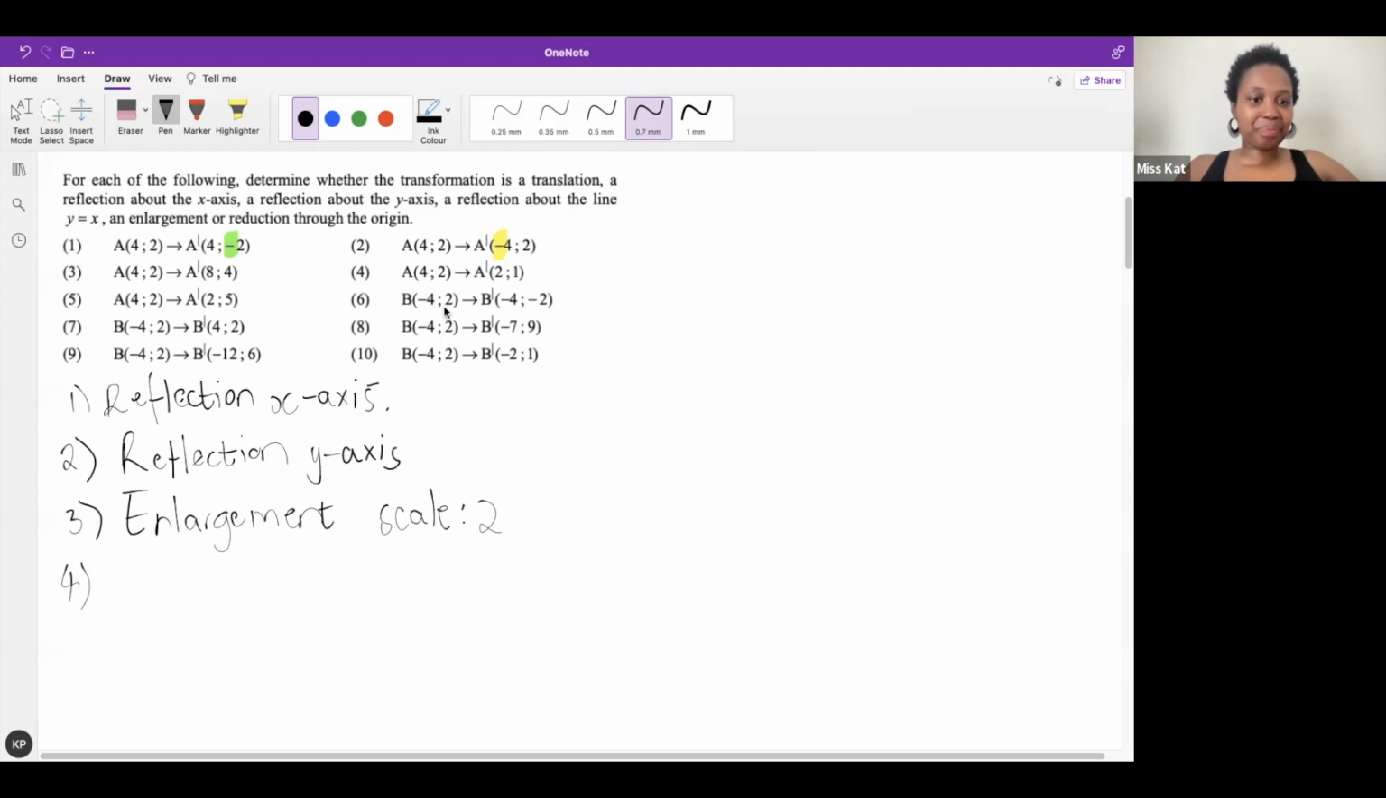Okay. Number 4. What type of transformation is number 4, guys? Nice, Lerato. It's a reduction. And what's my scale factor? Well, if it's a reduction, it is a half, because we are halving the points. Can you see? From 4 to 2, from 2 to 1.